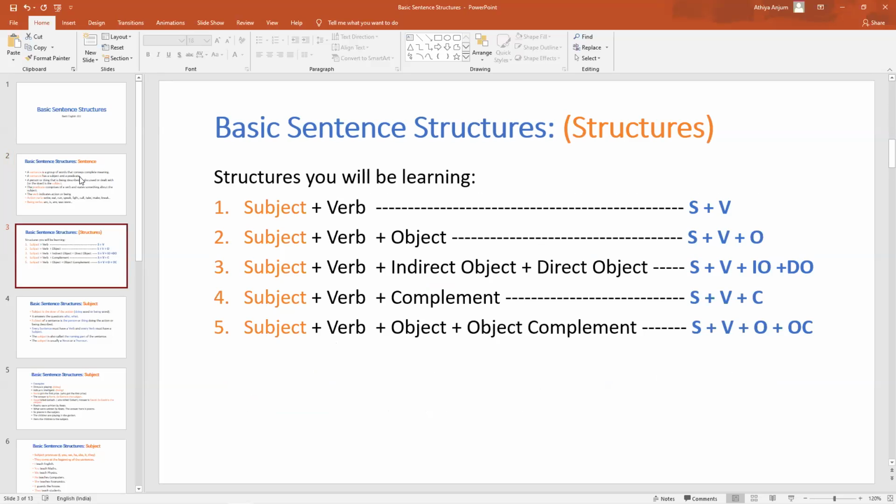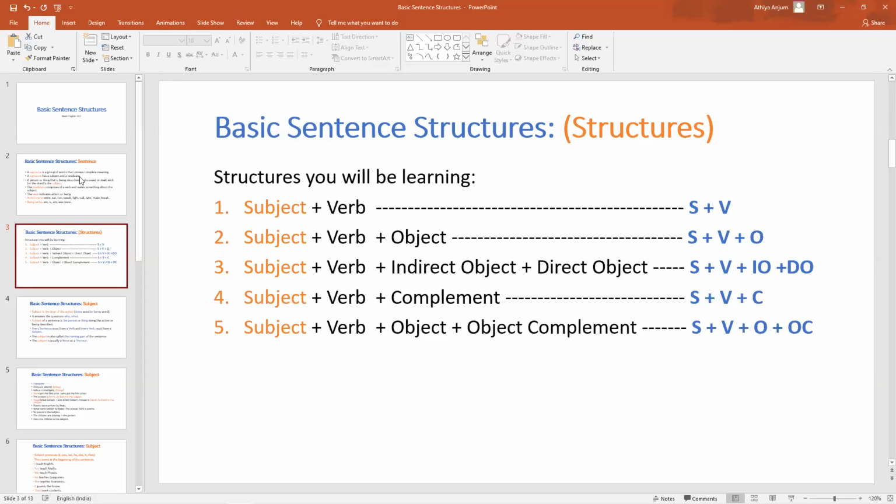So you will be learning these basic sentence structures. We'll be dealing with 5 sentence structures. The first one is subject plus verb, and the abbreviated form for subject is S and verb is V. So you might be asked to write one sentence or 2 sentences based on this pattern, S plus V. Then the next one is subject plus verb plus object. You'll be learning this. Okay. So again, the abbreviated form, S plus V plus O.